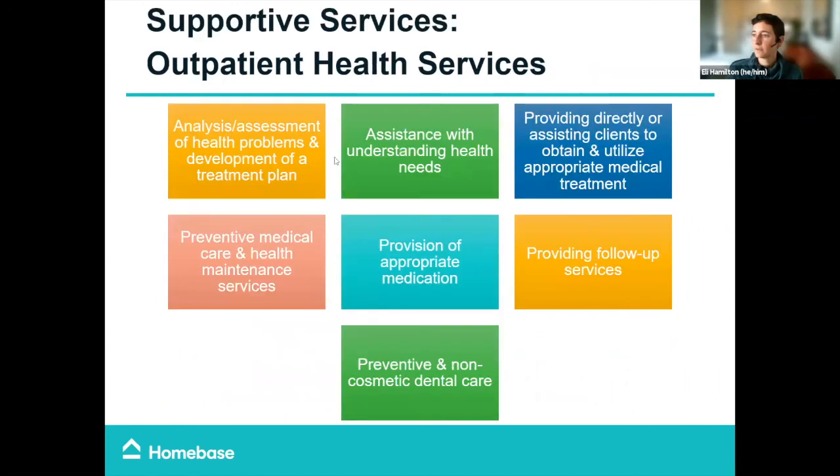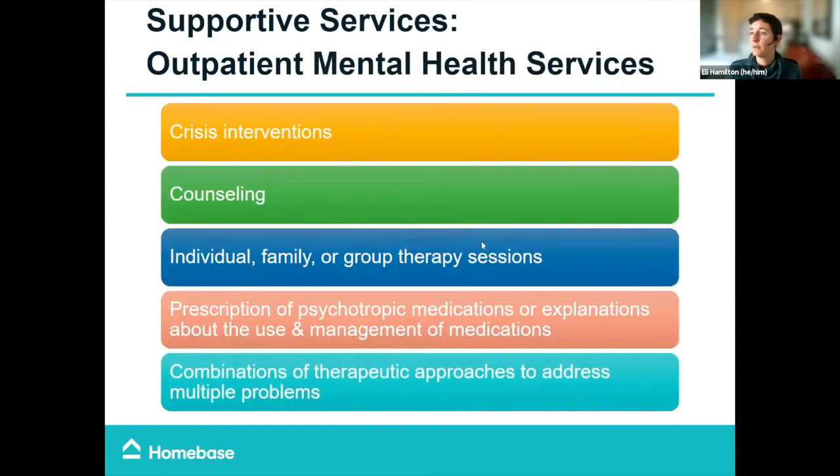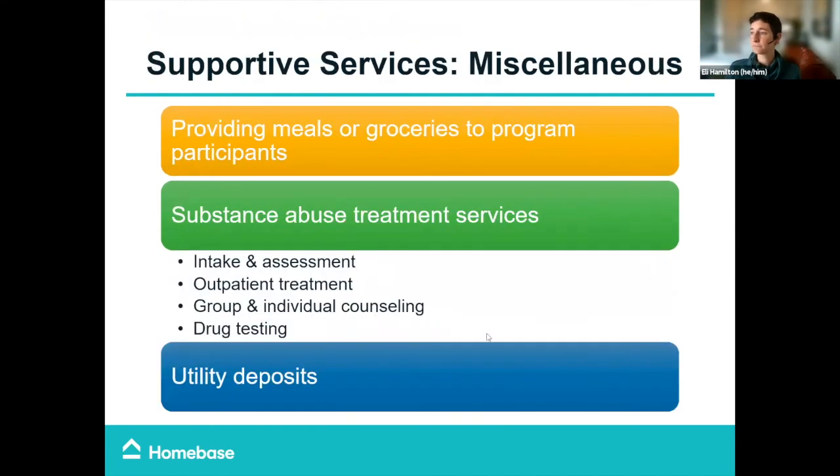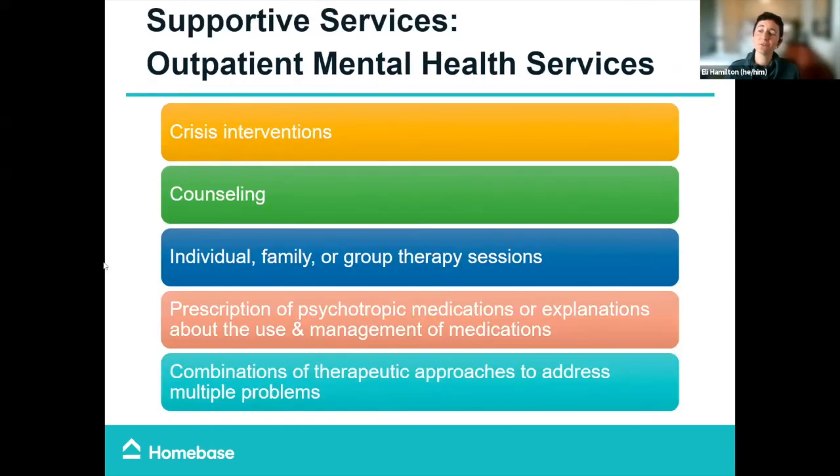Okay. And then supportive services also includes outpatient health services as outlined on this slide. So you can pay for medical care and medication. You can pay for mental health services. So you can pay for or provide in-house all of these services. You can provide counseling, therapy, prescription medication, mental health services. And this includes, mental health services includes all behavioral health care. So this can include mental health care for substance use as well.